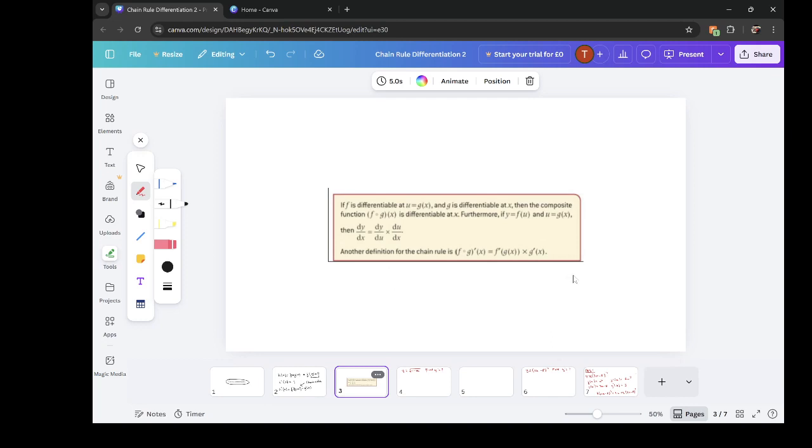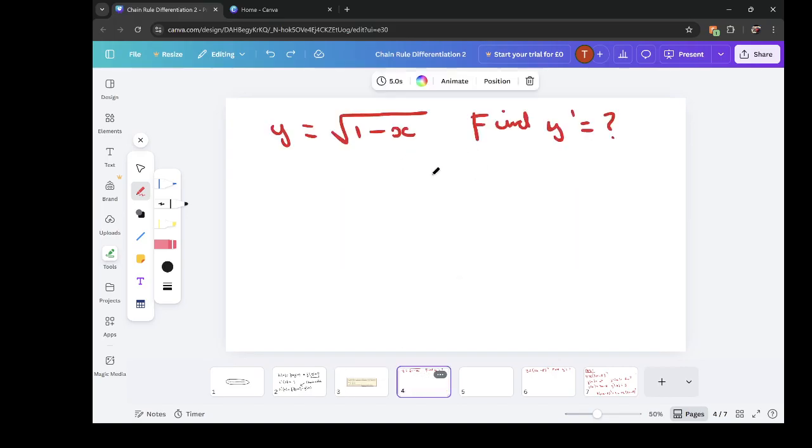Please pause the video, have a read of it. It's basically the same rule written over here. This is just another form. Don't get confused, but mainly just focus on this last part over here. It's the same rule, just written again. Okay? Now, what we were trying to do from before.